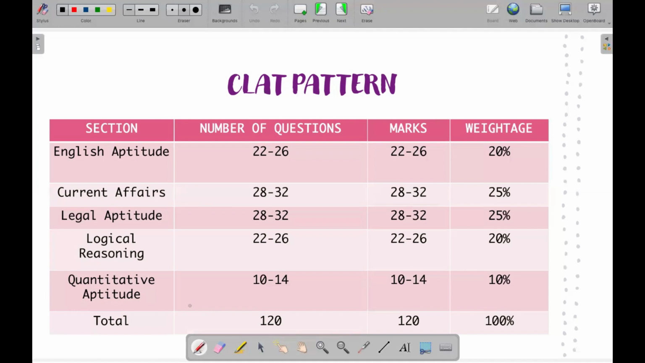Basically, the total number of questions will be 120. Why do I say that they vary from time to time? Because the number of questions is not set. It can be anywhere in this range. So this is the broad pattern of CLAT.